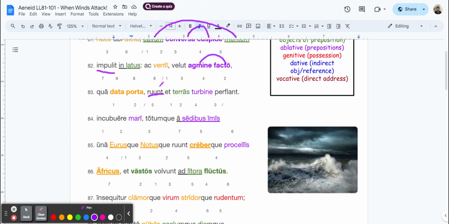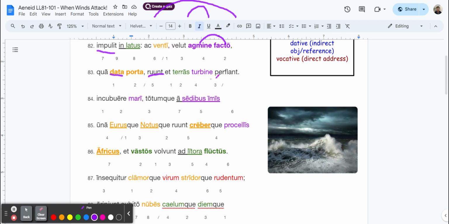And the winds rush, just like, or just in, so we have a comparison here, in a battle formation, a battle line having been drawn, having been made, where a gate is provided. Right. So we're missing an est here for data. Here's our main verb. This is a passive verb. We should have it is provided. It was provided actually, and they blow.